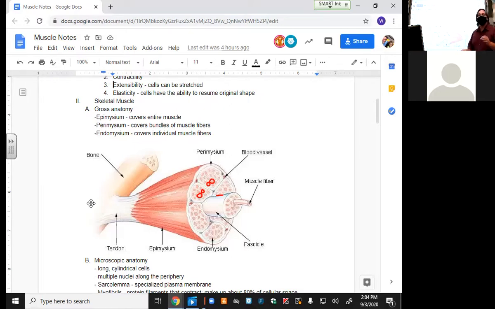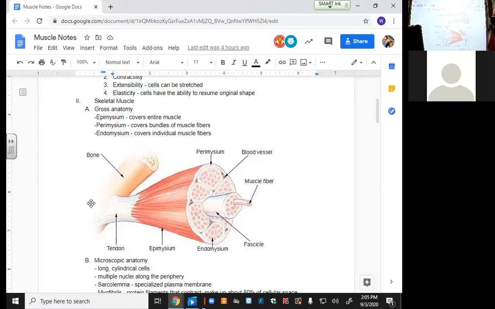So if you're wanting to be delicate, you might only fire a few of these bundles up, whereas if you're maxing out, you send a message to all of them. And so that compartmentalization is very, very important. You're going to see this chart on the test.